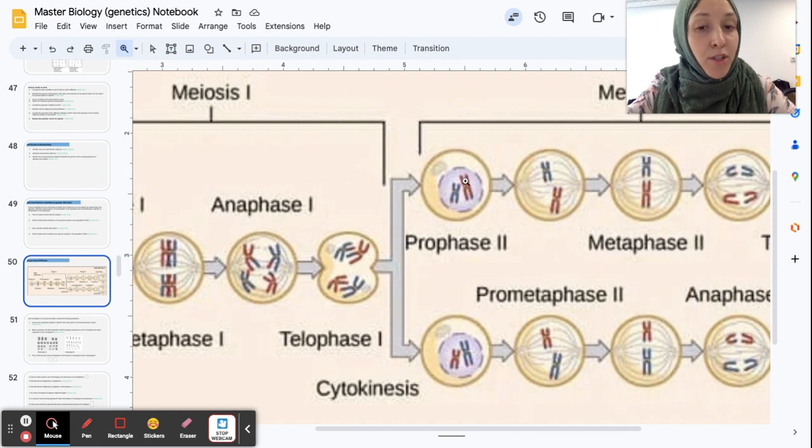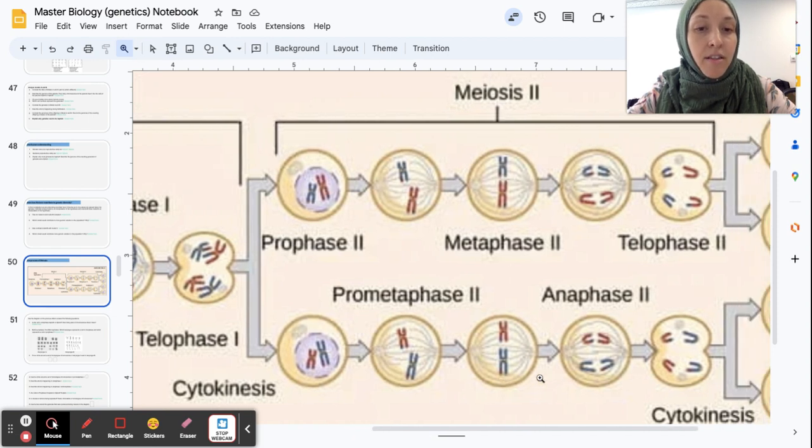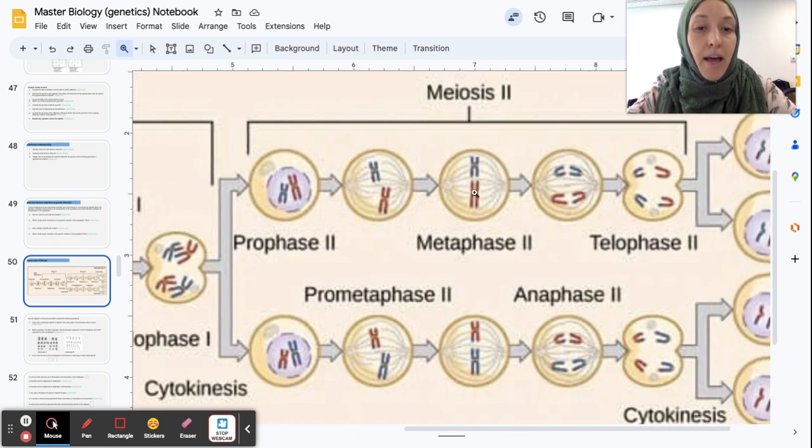In prophase 2, this cell here is haploid because now I have 1 long chromosome and 1 short chromosome. So 1 long and 1 short. As I continue down, we still are haploid. My chromosomes are lining up at the metaphase plate. Okay, still haploid. Then in anaphase, my sister chromatids assort independently into the 2 resulting cells.